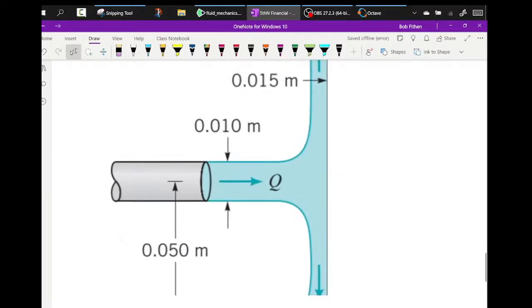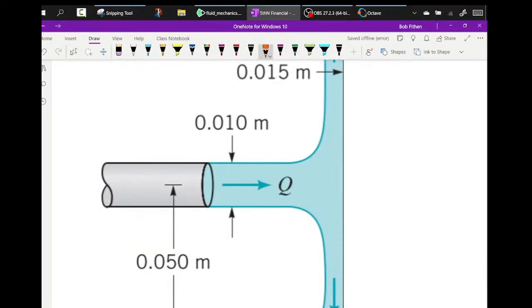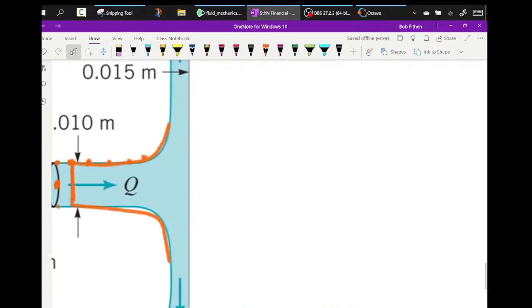Okay, so I can define the control surface right here if I wanted to, or back a little bit if I wanted to, whatever I wanted to do. What would happen? What is the pressure at this point? What's the pressure at this point? All of these points, the pressure is 0. If the pressure inside here were greater than that, this is what would happen.